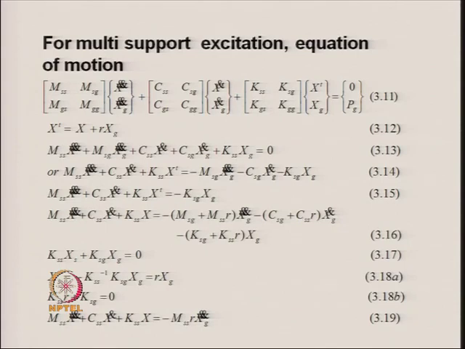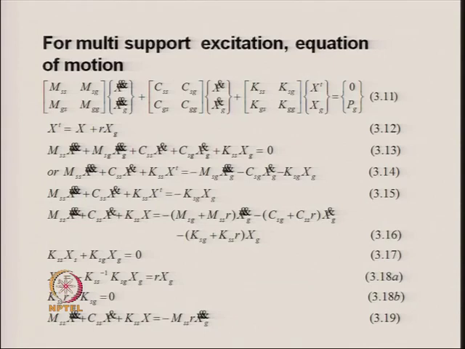Now, what we do for the multi-support excitation problem is that the coupling mass matrix MSG and CSG are generally ignored. In fact, in most of the cases, MGG turns out to be 0 for no soil structure interaction problem, and MSG or these coupling masses are also 0. Therefore, one can assume MSG to be equal to 0 and CSG also to be equal to 0, not contributing much to the equation of motion.